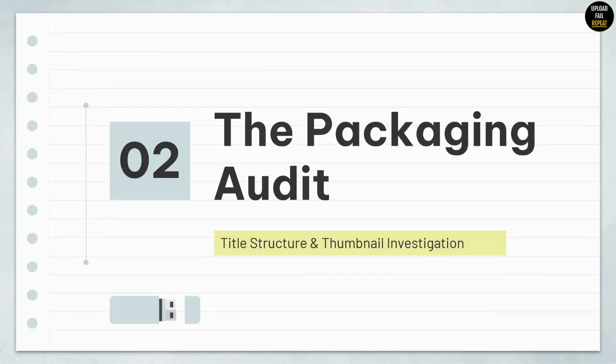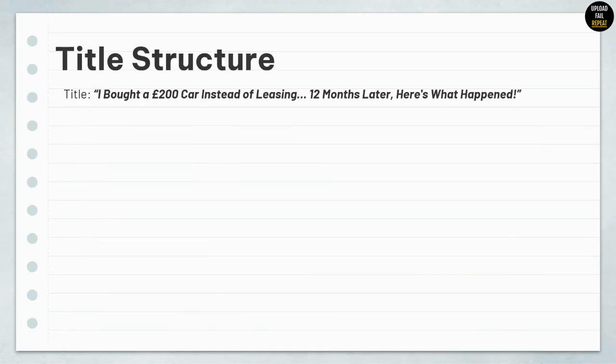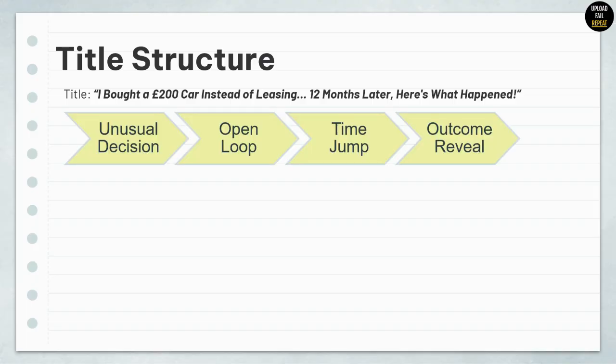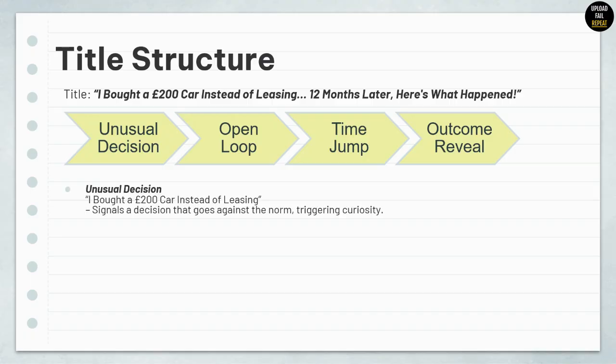So now let's have a look at the packaging audit. The title structure is: I bought a £200 car instead of leasing. 12 months later, here's what happened. So the format of this title is an unusual decision, I bought a car, an open loop, a time jump, and an outcome reveal. The unusual decision is I bought a £200 car instead of leasing.